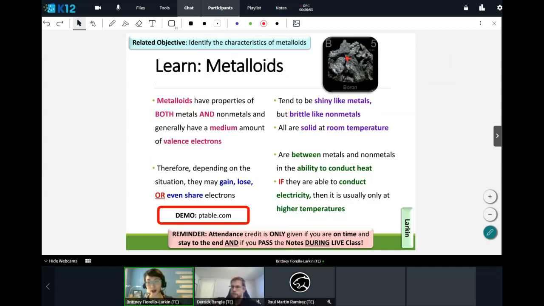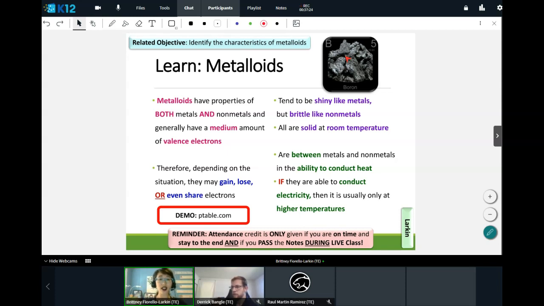Metalloids are kind of a weird one, right? So we've talked about metals and nonmetals so far. I think we're feeling pretty confident about that. Metalloids are where things get a little bit weird because metalloids act like both depending on the situation. So they have properties of both metals and nonmetals. The reason being because they have a medium amount of valence electrons. So sometimes they can gain electrons, sometimes they can lose electrons, sometimes they can share electrons. Sometimes the same element, the same metalloid, will do different things depending on its situation. It could gain or lose electrons.